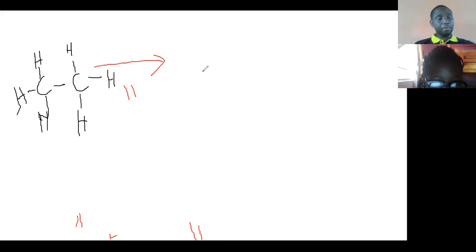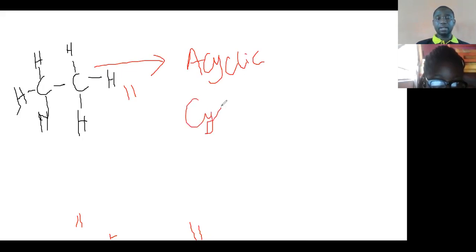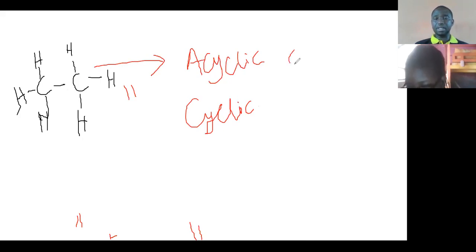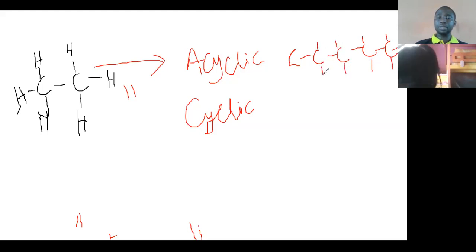Now, aliphatic compounds can also be classified into acyclic and cyclic. Now, when we talk about acyclic, it is a straight chain hydrocarbon. These are an example, so straight. They are straight chain. We can have them as C, C, C, then you have your hydrogen, hydrogen, hydrogen, hydrogen. Okay, now the question is, how do we name this?